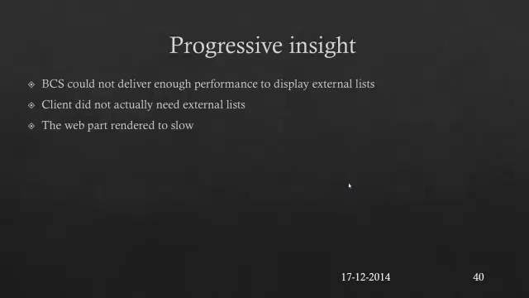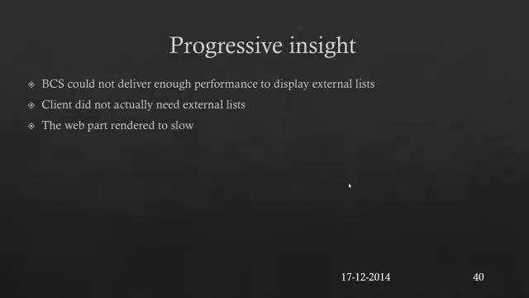The progressive insight in this project was that BCS could not deliver enough performance to display this external list. These lists were too large and it took too much time to actually fetch the data. So the client also did not actually need these external lists.